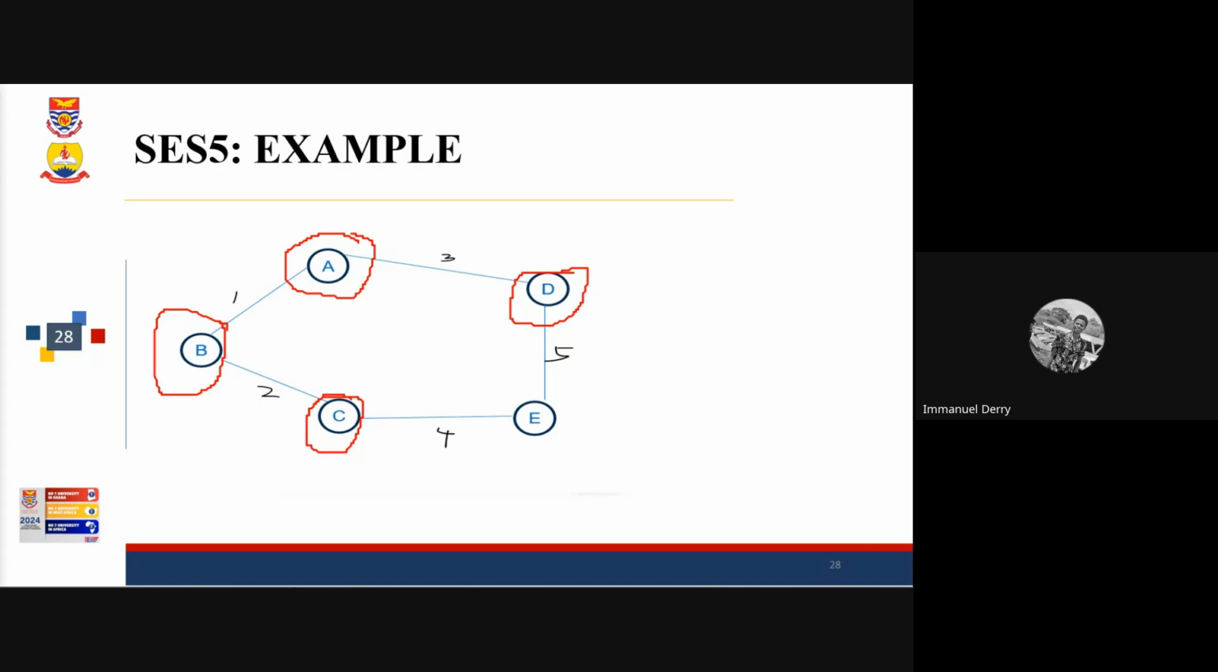And then similarly, now we have D to E and then C to E. The one with the least edge is C to E. So we take this. And now we are done.